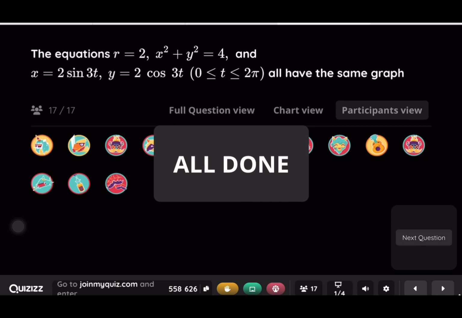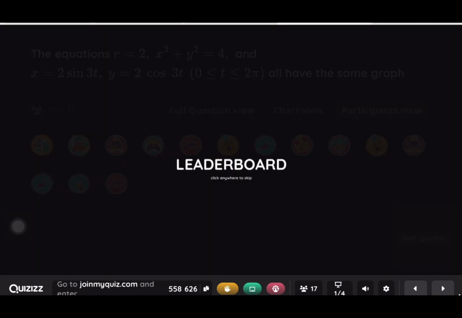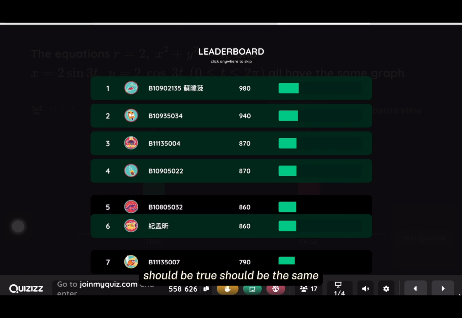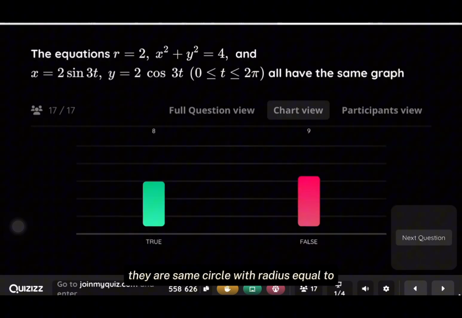True, right? It should be true, okay? It should be the same, they are the same. The circle with radius equal to.